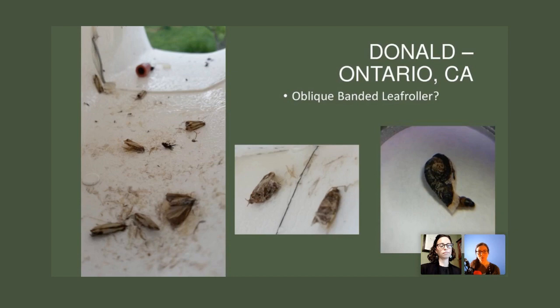And the question is, is this oblique-banded leaf roller? What do you think, Stacey? If that is an oblique-banded leaf roller lure in there, absolutely. Lures are very specific for certain pests, so that's what's going to be drawn to your trap, to your sticky card or to your sticky trap.